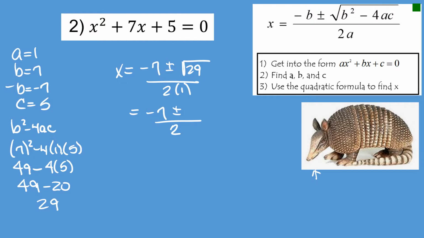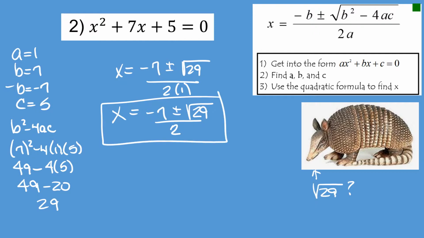His question is, is there a square root of 29? The answer is no. 29 is prime. So this is your answer. If you were trying to graph these, you would have to actually do negative 7 plus the square root of 29, find out what that is, divide by 2, and you would get a decimal approximation. You would have to do negative 7 minus the square root of 29, find out what that is, divide by 2, and you would get a decimal approximation. We're not doing it, so I'm going to ignore that.